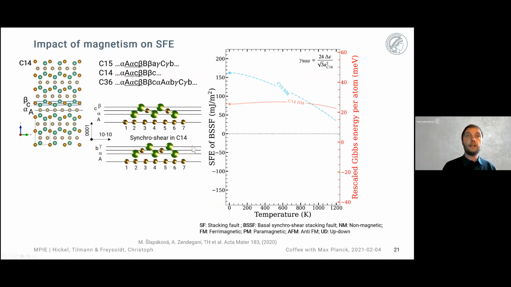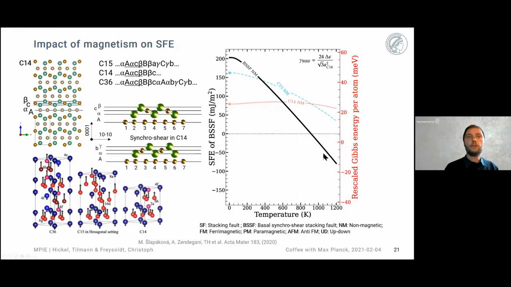That means determining the energy of this kind of synchro shear, you actually need to compare the energies of C14 and C15. It turns out that this energy difference can have a strong temperature dependence, here going from positive to negative, and you have to take care of the temperature in order to have a good description of the actual stacking-fault energy. But you also have to take care of magnetism. This is a non-magnetic calculation. You could also think about magnetically ordered structures, and each phase has its own magnetic order. I don't want to discuss details. The corresponding stacking-fault energy would here be negative everywhere, an indication actually that C14 would be unstable.